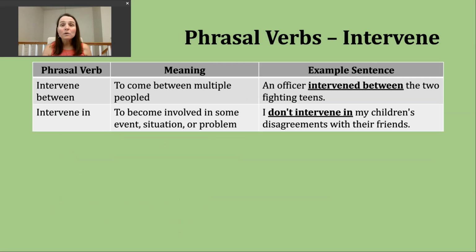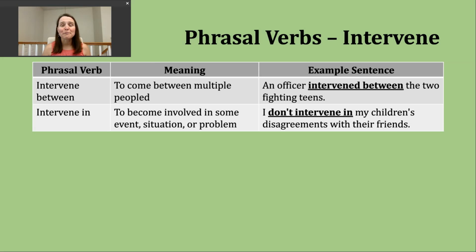Okay. Now, there are a couple phrasal verbs that use our base verb here. One is to intervene between. So with this particular definition, again, it kind of ties back to our first, where someone is coming between multiple people. So an example of this: an officer intervened between the two fighting teams. So to physically come between, we might also connect another verb to kind of separate, right? Get them to stop fighting in this case.